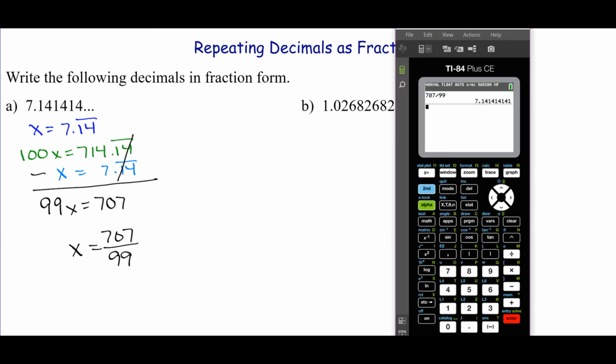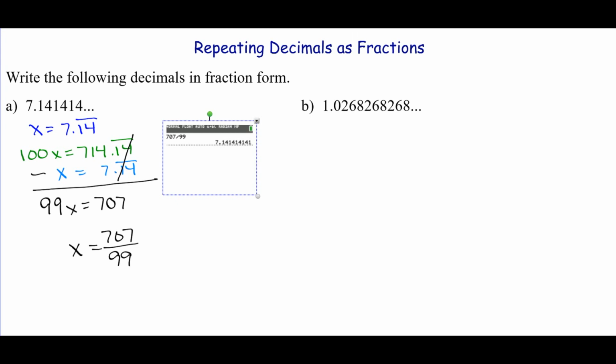So using the calculator to double check that, I can see that I have 7.14 repeating.